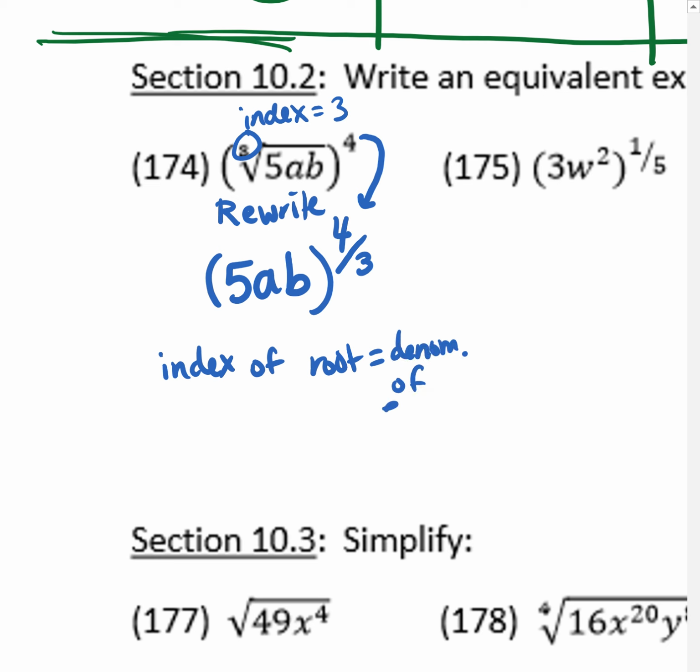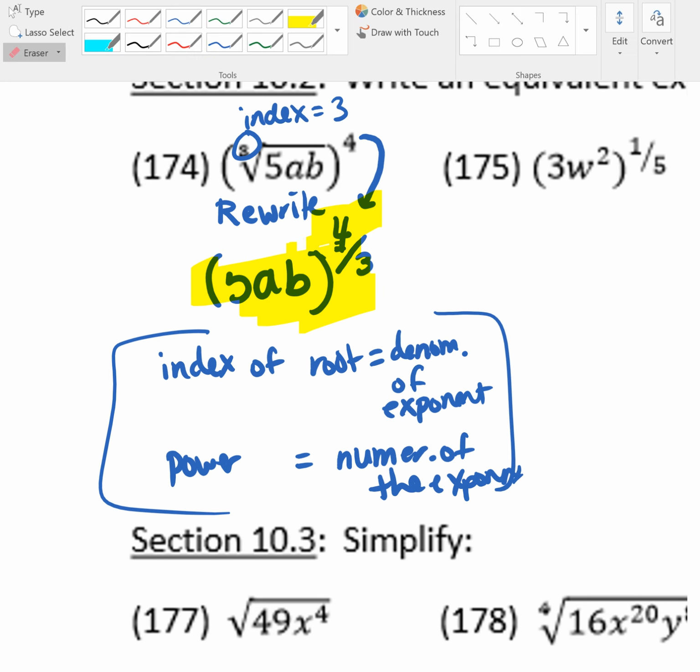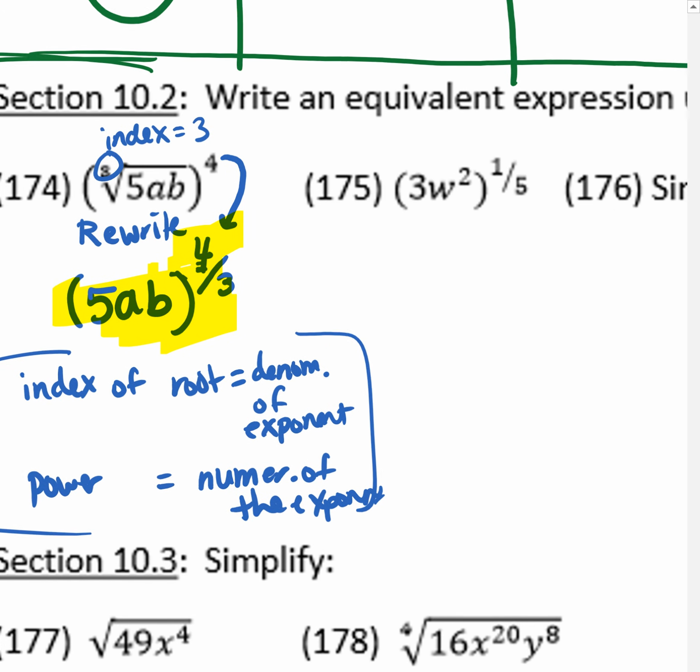Remember that the index of the root is the denominator of the exponent, and then the power is going to become the numerator of the exponent. It's kind of how you know what goes where. That's all they want. So this guy is 5ab to the 4/3 power. That's it. Easy peasy. Seems kind of pointless, but I think they just want us to remember how to rewrite it, you know? Like, oh, the 3 is the index. Is that the numerator or the denominator? I forgot.